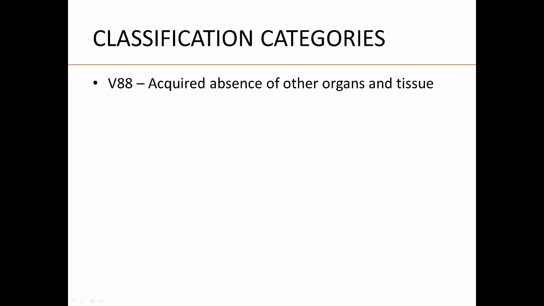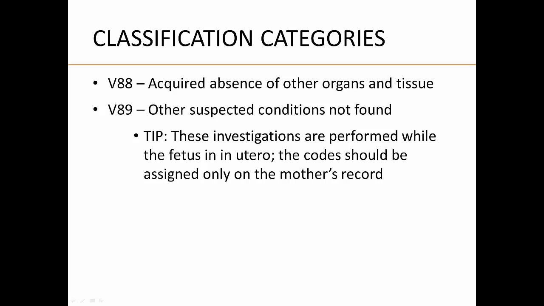V88 is when you've had a surgical removal of an organ such as a kidney or a pancreas, or other tissues such as a hip or joint. V89 is specifically a screening for a pregnant mom to make sure that their unborn child doesn't have any problems.